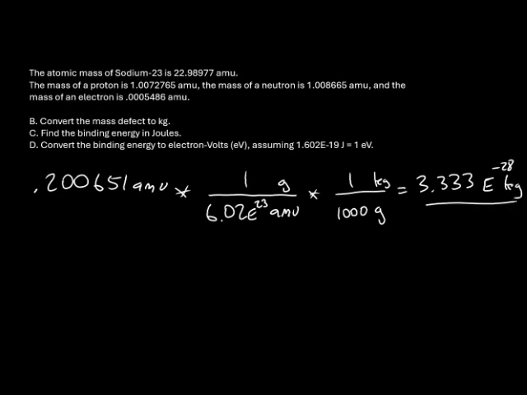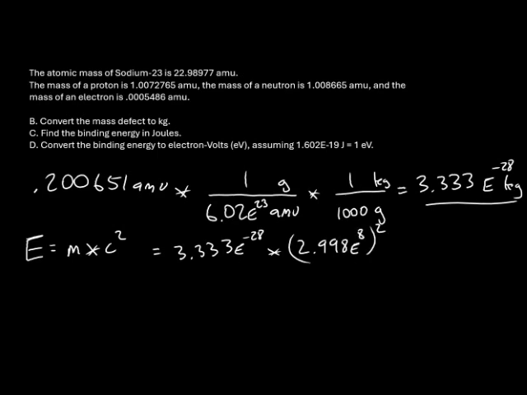Now we'll carry forward that mass into the next step for part C. Part C asks us for binding energy in joules, and the binding energy, E, is equal to mass times the speed of light squared. We'll use our mass from the previous step, and then we'll multiply that times the speed of light squared. The speed of light is a constant, 2.998 times 10 to the 8th power. We'll square that and multiply that by our mass defect in kilograms. When we multiply in a calculator, we'll get 2.996 times 10 to the negative 11th joules.